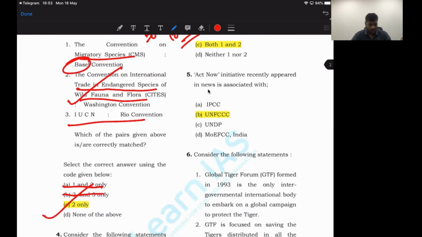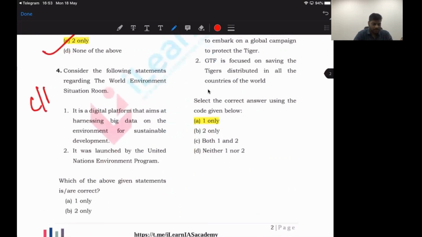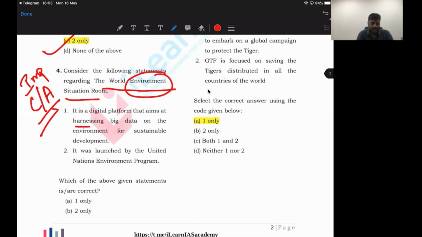Got it? Then going with the fourth one, again, this is a very important current affair. Any aspirant should refer or explore this particular topic. Consider the following statements regarding World Environment Situation Room. It's something related to environment. It's a digital platform that aims at harnessing big data on the environment for sustainable development.